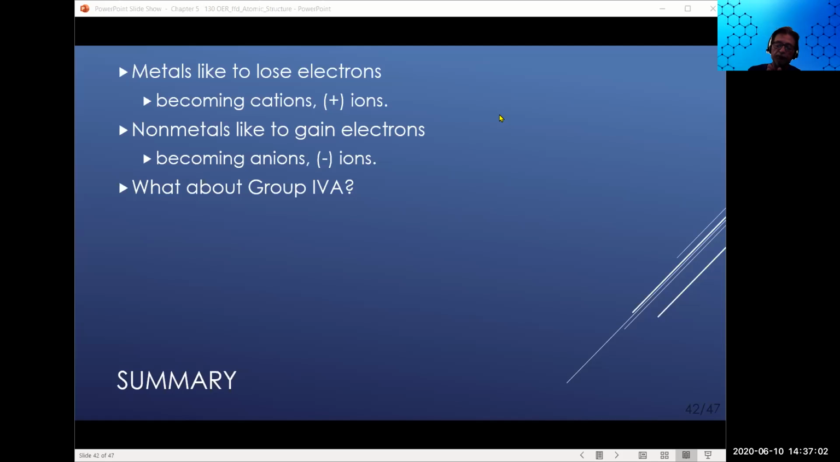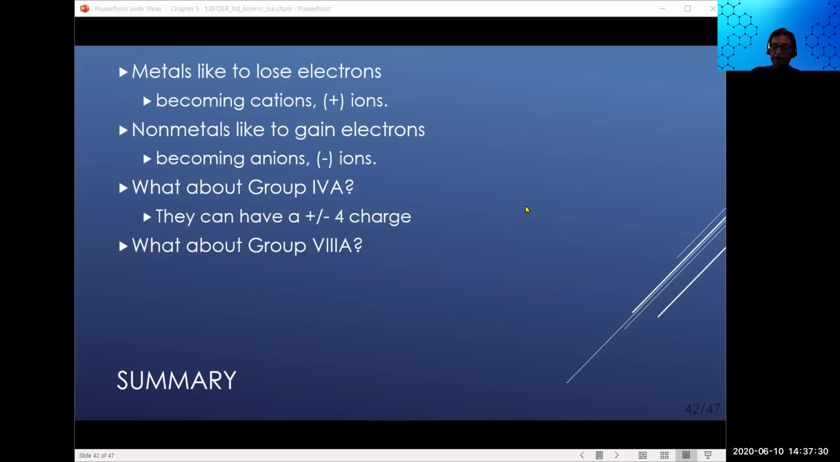So all the groups less than 4 will lose electrons. All the groups greater than 4 will gain electrons, with the exception of 8. Remember, group 8 are noble gases. They're not going to do anything. So from 5 to 7, they gain electrons. From 1 to 3, they lose electrons. Group 4 can lose all 4 or pick up 4. It varies and depends on the conditions. And group 8, obviously, are the noble gases. They're not going to do anything.